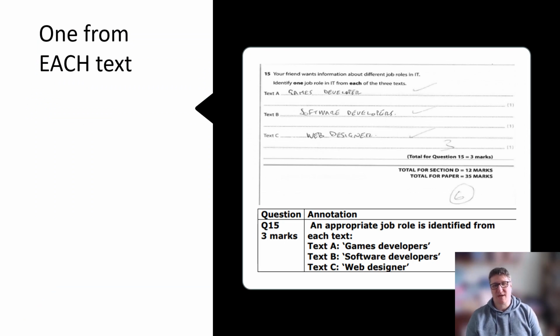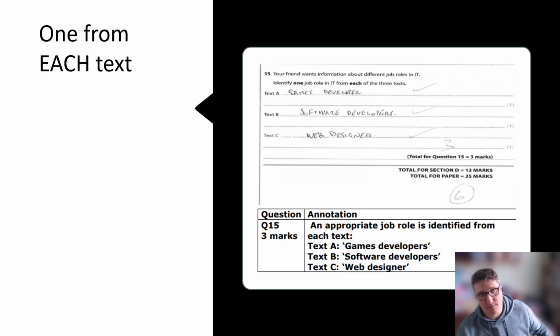And we're on to question 15, our last question. This guy got 3 out of 3 marks for this one, so he got them all right. Look how little he's written. You don't have to write a lot, you know who you are. You just have to write the correct thing. And notice you're being asked for 1 example from each text. So you're dealing with 3 texts: 1 from text A, 1 from text B, 1 from text C.